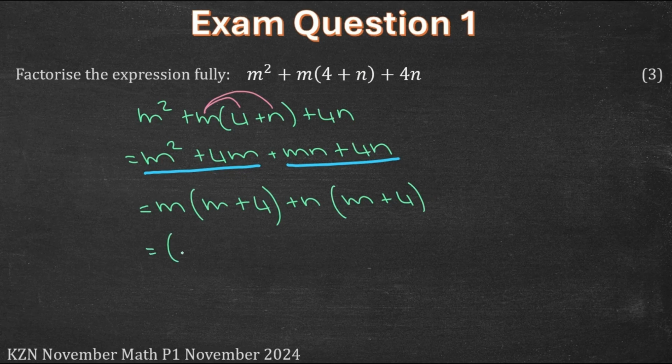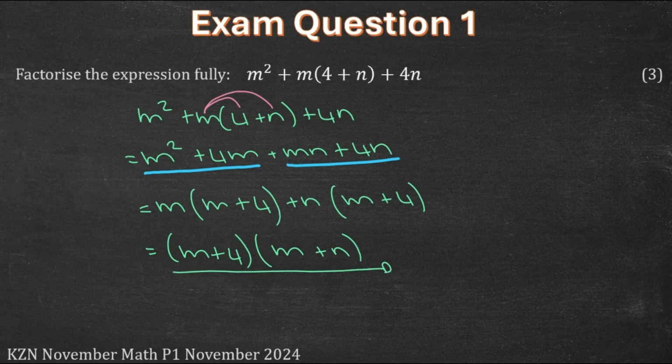So I'm going to start off by writing my common bracket. And I open up another bracket. And now let's see what is left over. When I take this term and I divide it by my HCF, m is left over. And when I take this term and I divide it by my HCF, n is left over. Now let's have one last look at this. I cannot factorize this any further, so this is my final factorized answer.